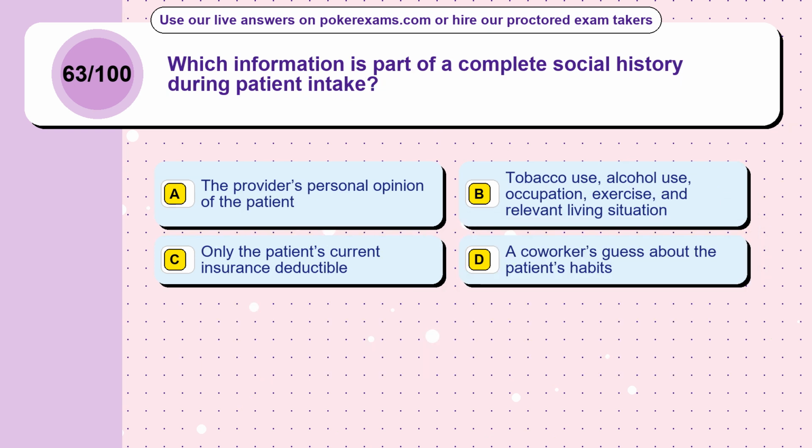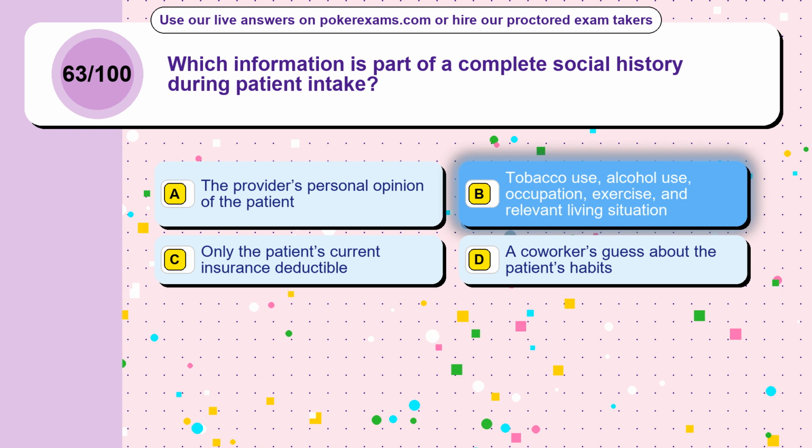Question 63. Which information is part of a complete social history during patient intake? Option A. The provider's personal opinion of the patient. Option B. Tobacco use, alcohol use, occupation, exercise, and relevant living situation. Option C. Only the patient's current insurance deductible. Option D. A coworker's guess about the patient's habits. The correct answer is option B. Tobacco use, alcohol use, occupation, exercise, and relevant living situation.